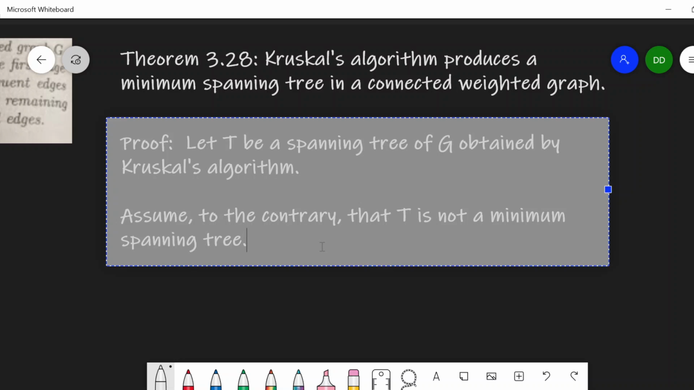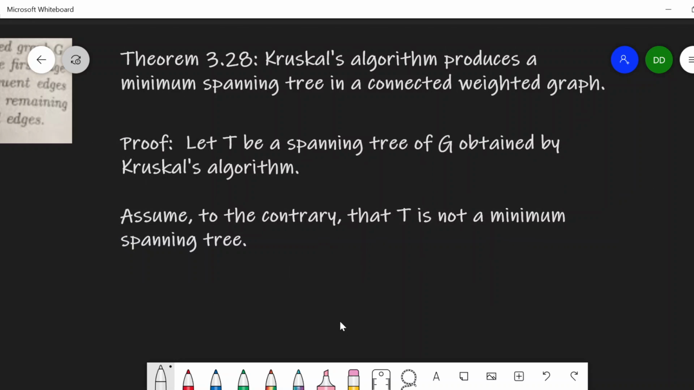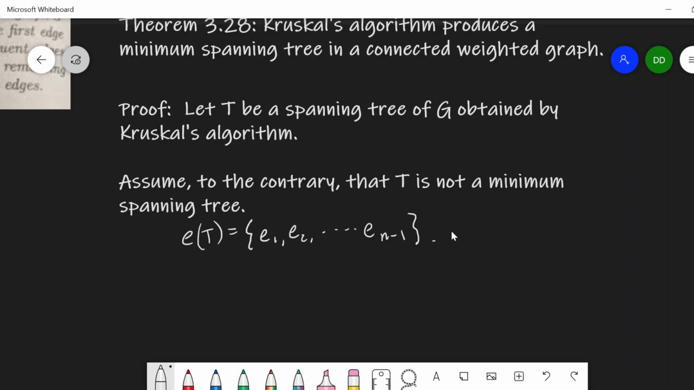Let's also give ourselves some edges for T here. Let's say the edge set of T is equal to this set of edges, E1 and so on. I'm going to label these and order them in the order in which they were selected from Kruskal's algorithm. So that is, I can know for sure that the weight of edge 1 is less than or equal to the weight of edge 2, right? So I have these in non-decreasing order.